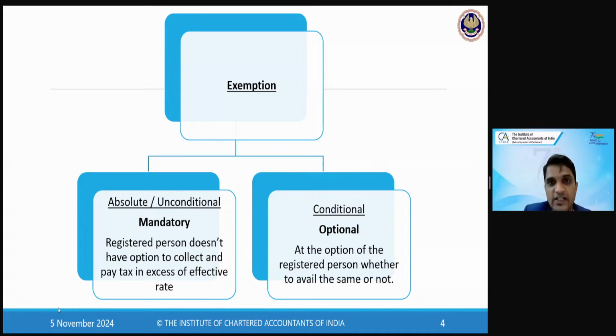But if it is a conditional exemption, then it becomes an optional thing, because if you are not in a position to fulfill those conditions, then you can charge GST and claim the input tax credit. And the second option you have in an optional exemption is that you do not charge GST and fulfill those conditions.